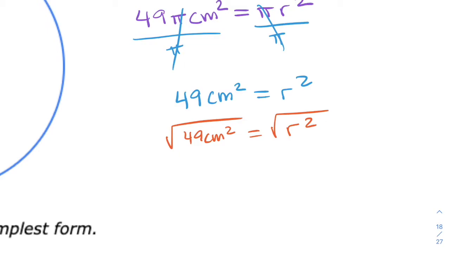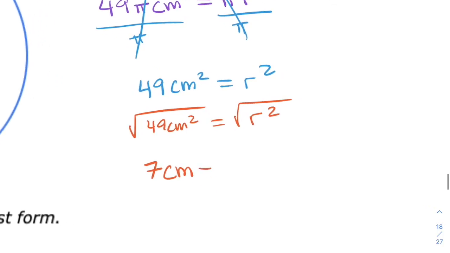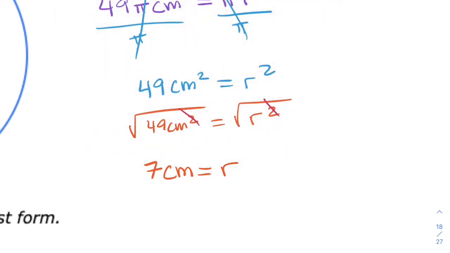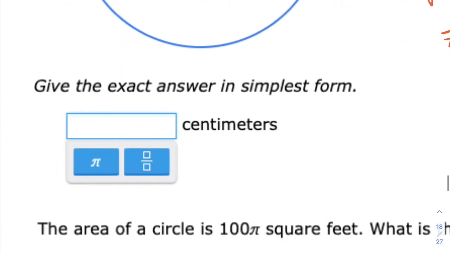The square root of 49 is 7. The square root of centimeters squared is centimeters. The square root of anything squared is just one of them, okay? And the square root of r squared is r, right? Because these things get knocked out, and so now you're down to that. So the answer here is 7 centimeters.